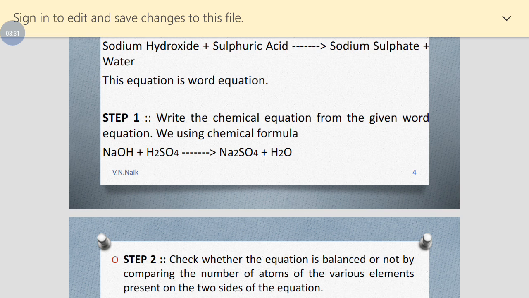Step 1: Write the chemical equation from the given word equation using chemical formulas. Therefore, NaOH plus H2SO4 is equal to Na2SO4 plus H2O. We use the chemical formulas: sodium hydroxide NaOH, sulfuric acid H2SO4, sodium sulfate Na2SO4 and water H2O.